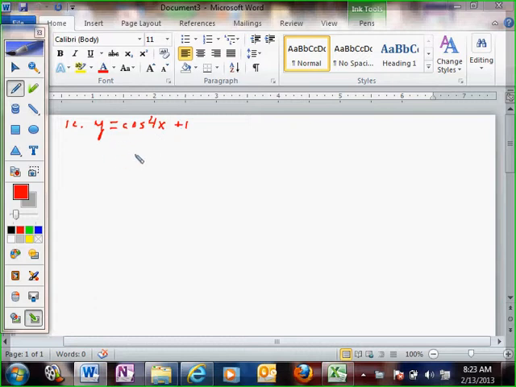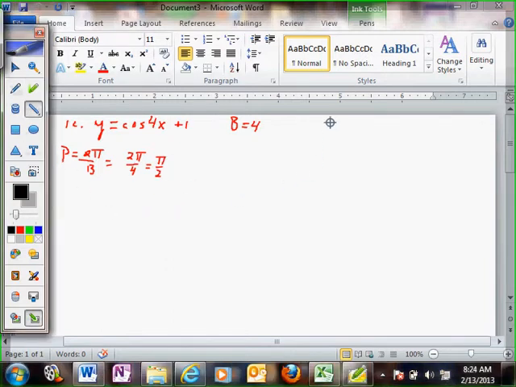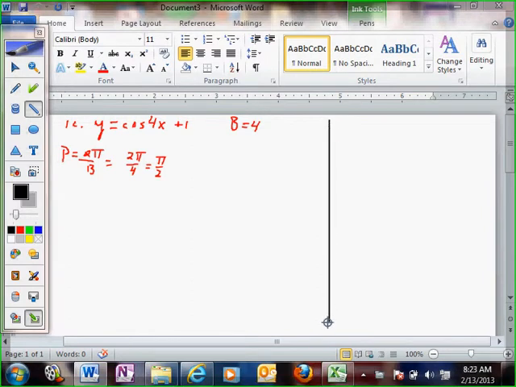So the first thing that I have to do is find my new period. Because I have a horizontal shrink or stretch here because of this 4, because the value b is 4, that is going to give me a new period. And the period is equal to 2 pi divided by b, which in this case is 2 pi divided by 4, which is pi halves. So my new period is pi halves. So I'm going to graph that cosine curve over the period pi halves.